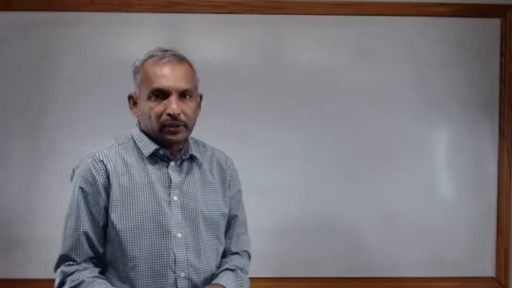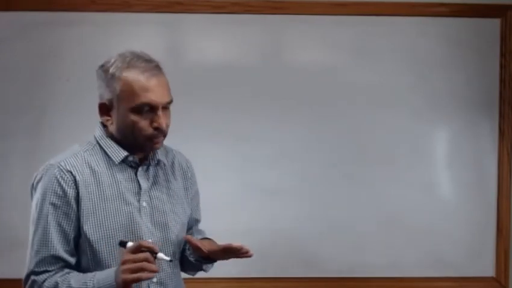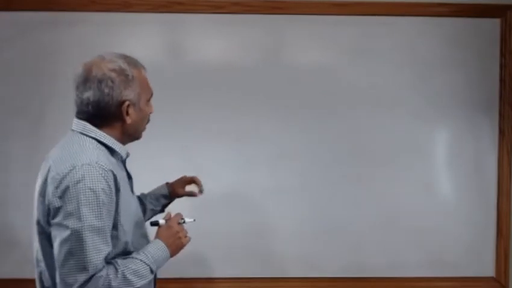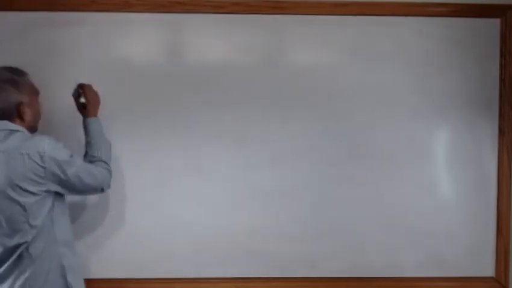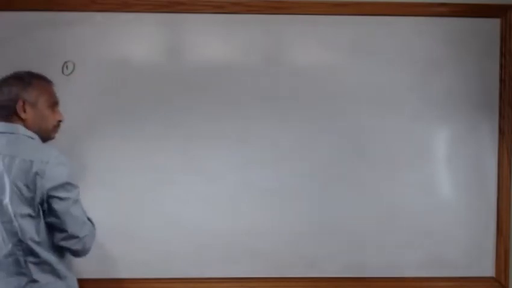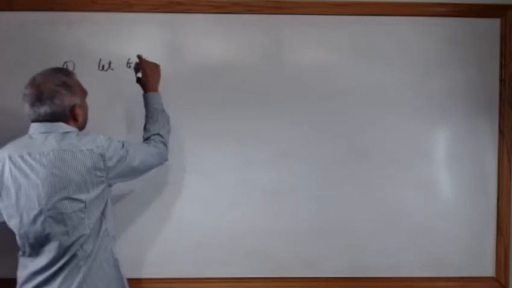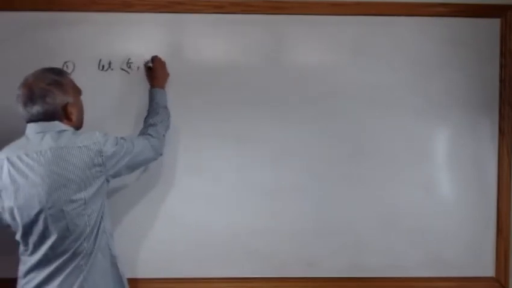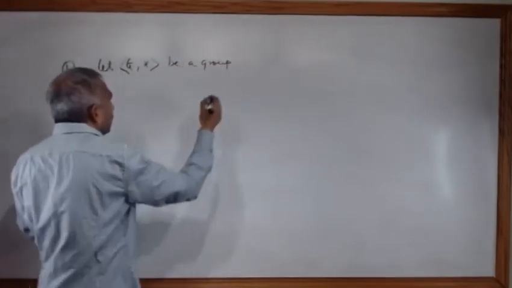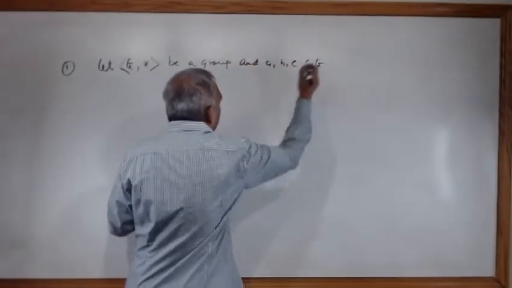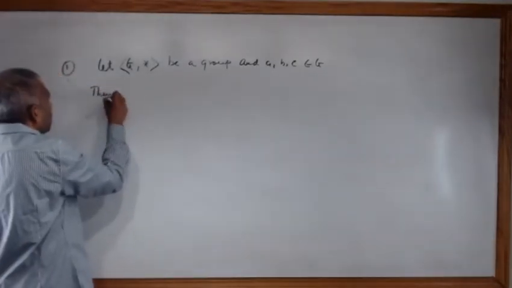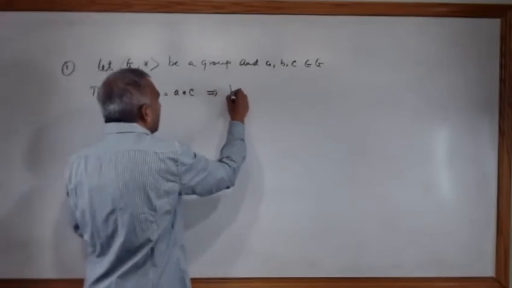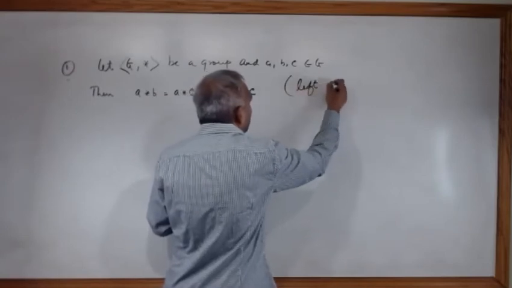So we are going to give a lot of examples on groups, but before that we want to establish some properties of inverses and identities. The first property we are going to show is, let G, star be a group and A comma B comma C belongs to G. Then A star B is equal to A star C implies B equal to C. It's called left cancellation.